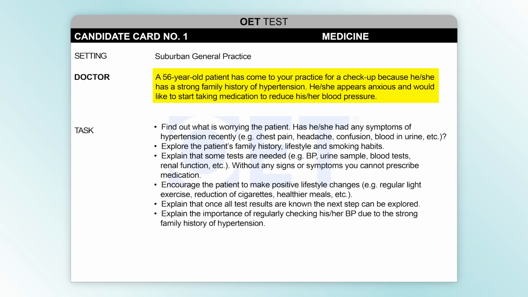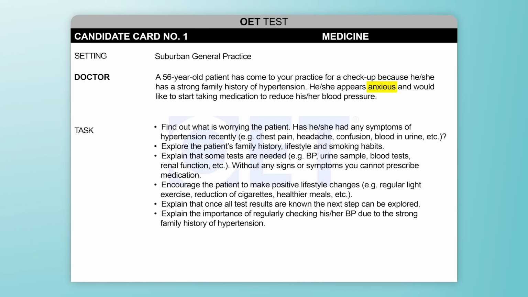Next, look at the patient. They're 56, have a family history of hypertension, and appear anxious. Note that anxious is a key word. You cannot just deliver medical facts. You must show empathy for their anxiety. If you ignore their anxiety, you will lose points for relationship building. This is a very important section, and even native English speakers lose points here if they aren't careful.